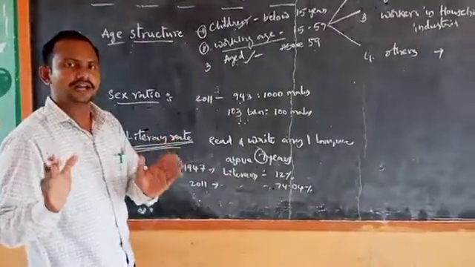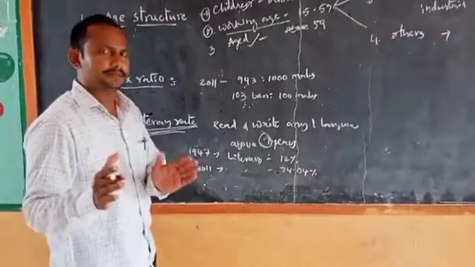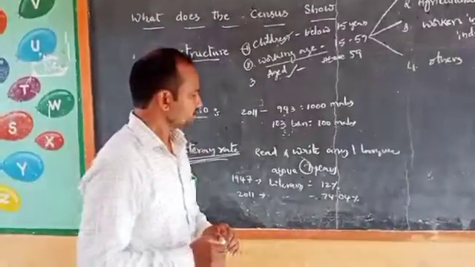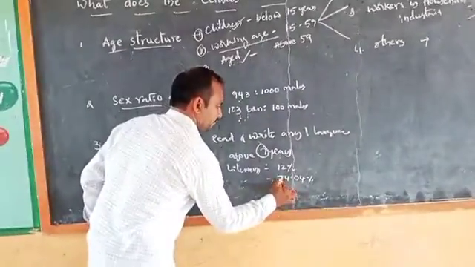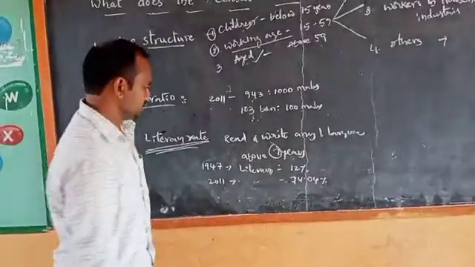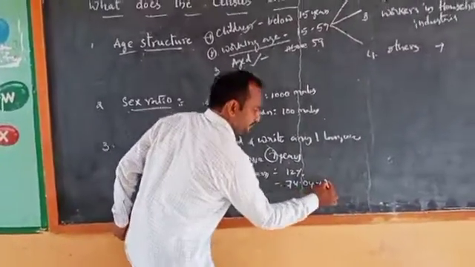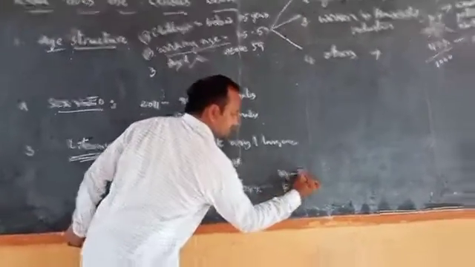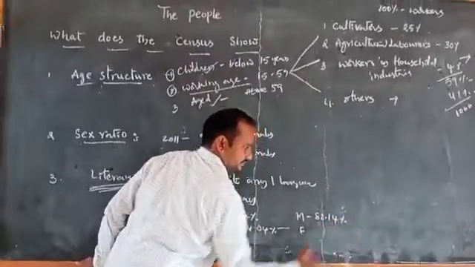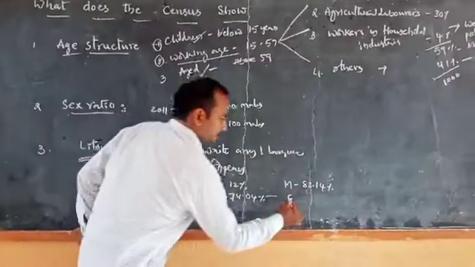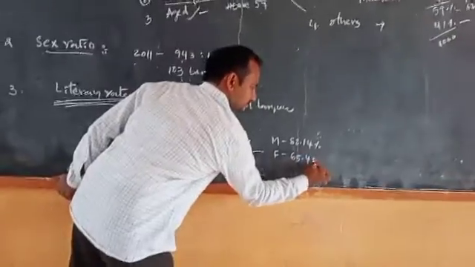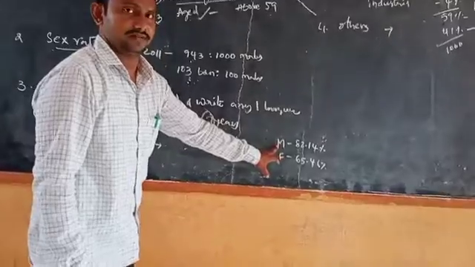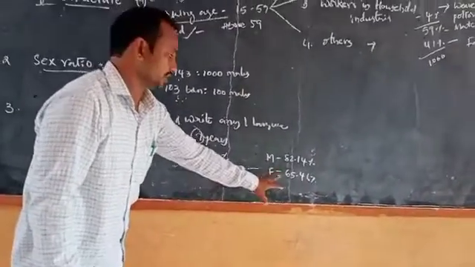It means out of 100, 74 percent of the population in India are literates. This is the total average literacy rate. If we see the literacy rate of male and female, the male literacy rate is 82.14 percent, and the female is 65.46 percent. Male literacy rate is high, 82. Female literacy rate is low, that is 65.